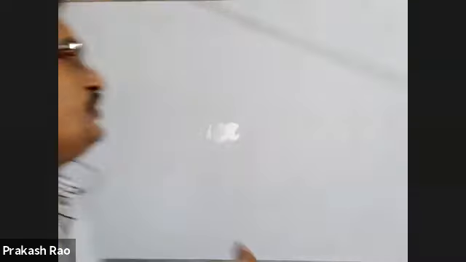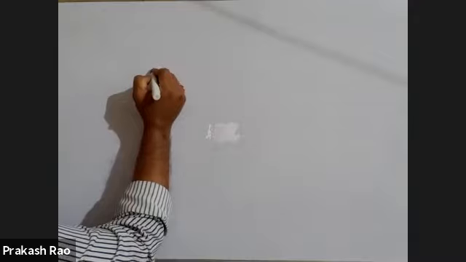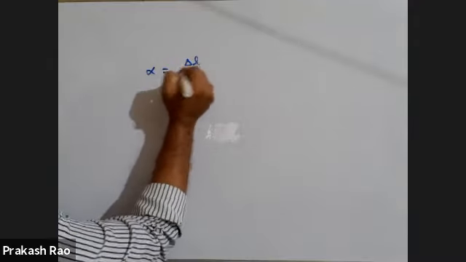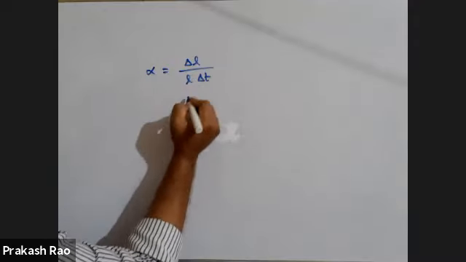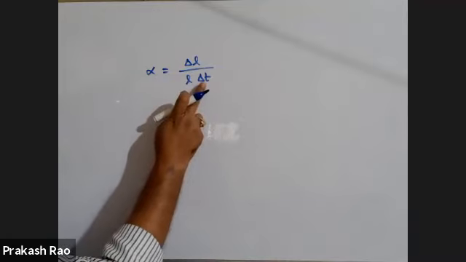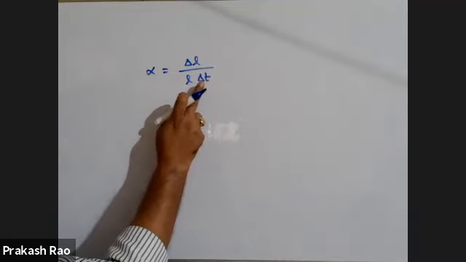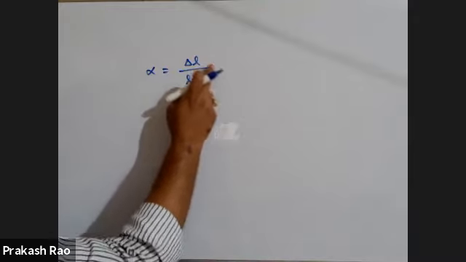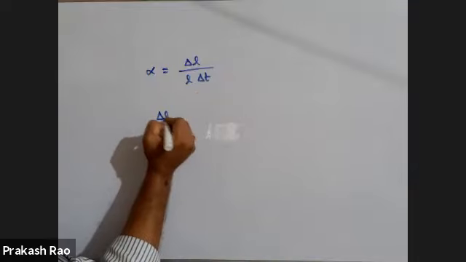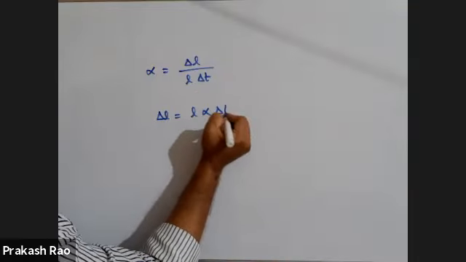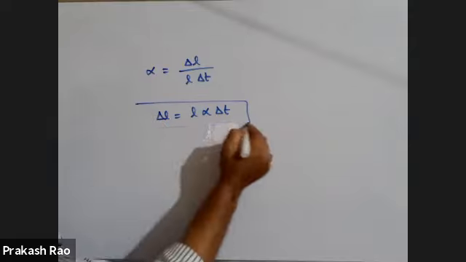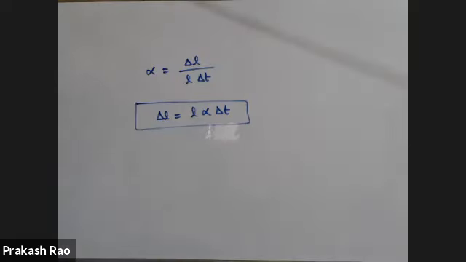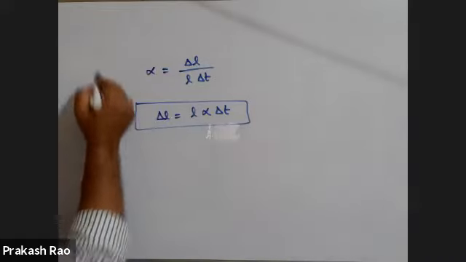Understood? So you know that the expression for alpha is delta L by L into delta T. We know the temperature difference in winter and summer. Winter temperature is minimum and in summer temperature is maximum. The difference of those two temperatures is taken. So delta L is equal to L alpha into delta T. This is the expression for the gap which must be left between two successive rails.